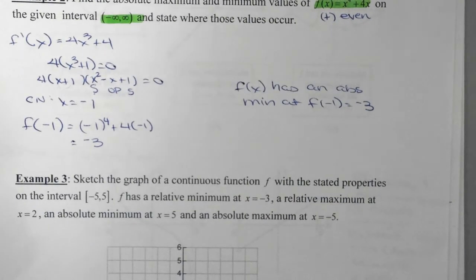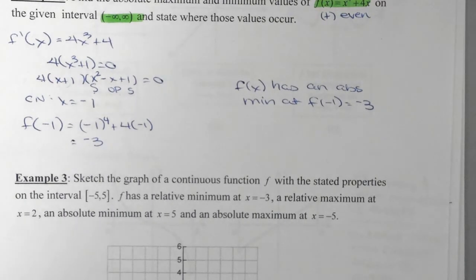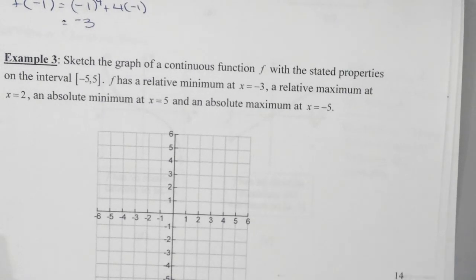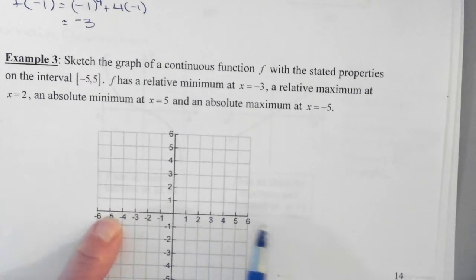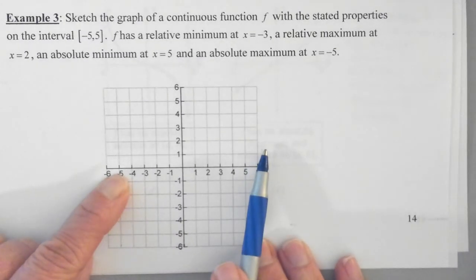Okay, any questions on this one before we do the last one together? This is actually not that bad. It looks bad, but it's not. Here it says sketch the graph of a continuous function with the stated properties on the given interval. Okay, so we're going from negative 5 to positive 5. Whatever happens beyond those two endpoints, don't care, right? So it has a definitive beginning and definitive end.